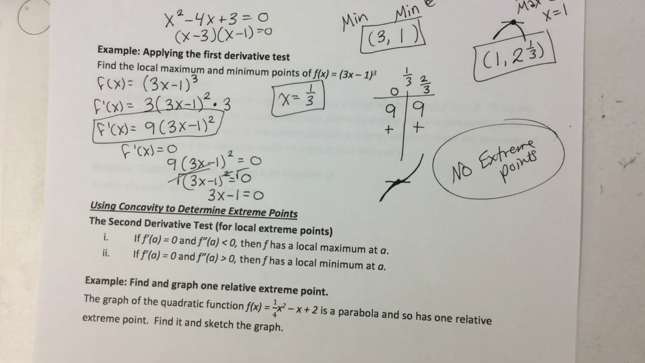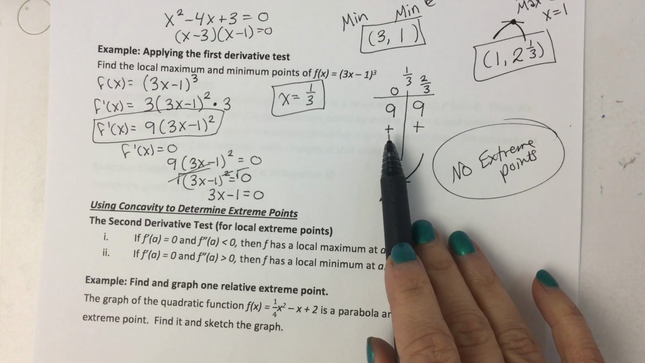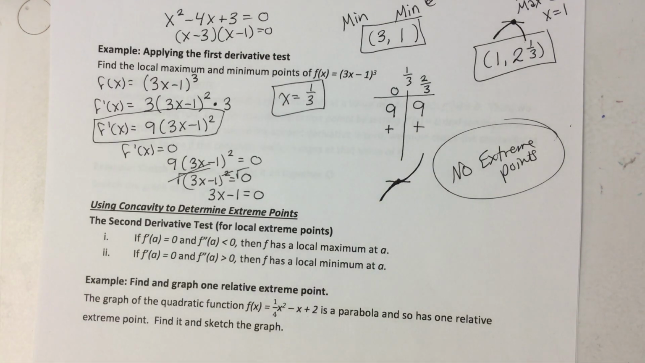In order to have an extreme point, it needs to switch from increasing to decreasing or decreasing to increasing. You do not have an extreme point when it goes from increasing to increasing. Okay, I hope that makes sense. That's the first derivative test, which helps us to find maximums and minimums.